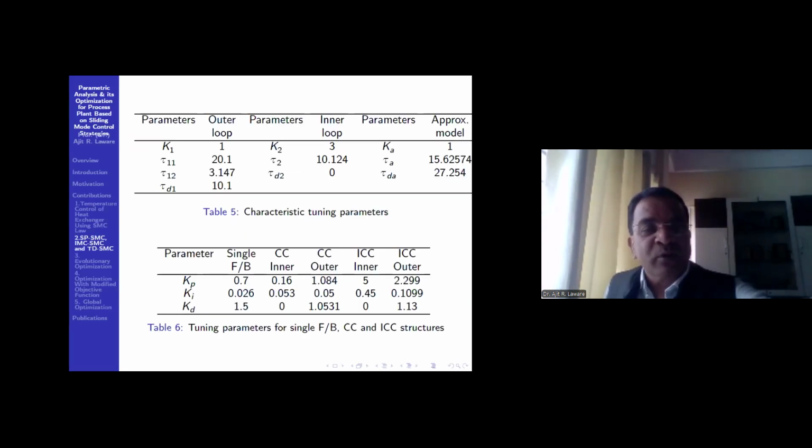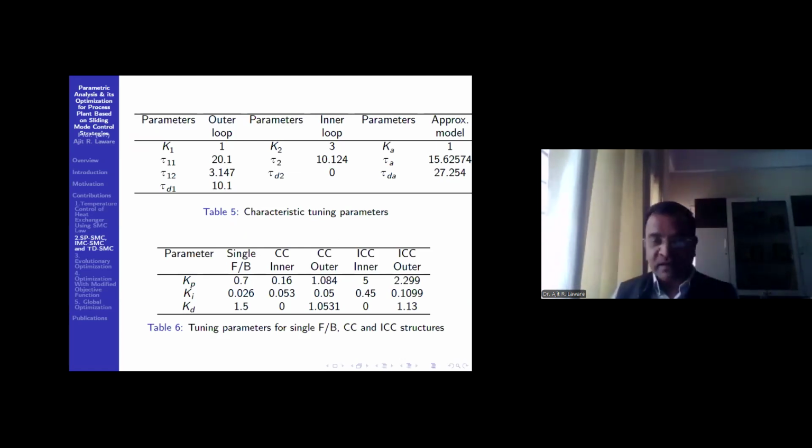K1, tau 11, tau 12, tau D1. These parameters for the outer loop are listed here, and the parameters for the inner loop are listed over here. And for the approximated model, K, tau A, tau D are the parameters. These are the tuning parameters over here.